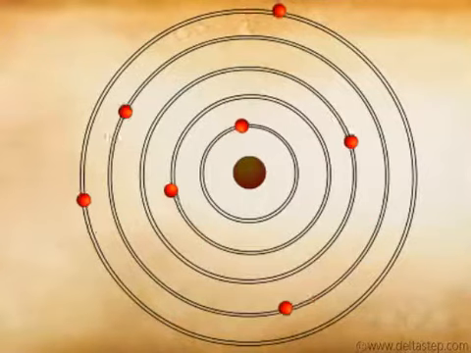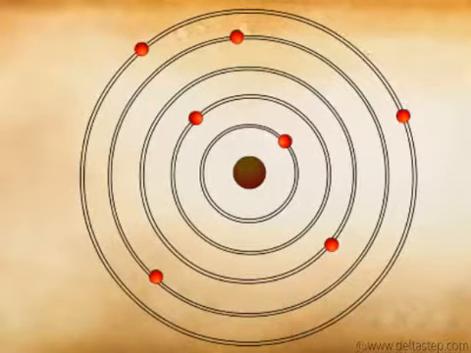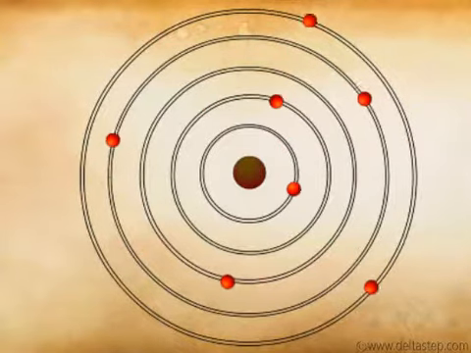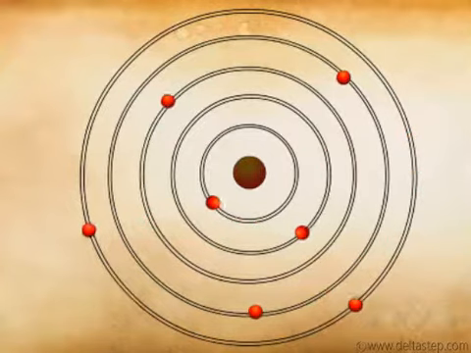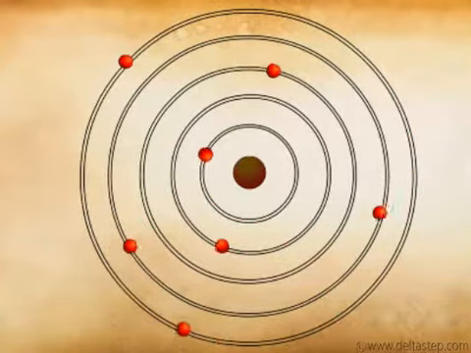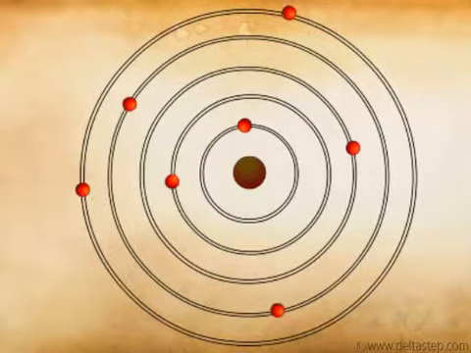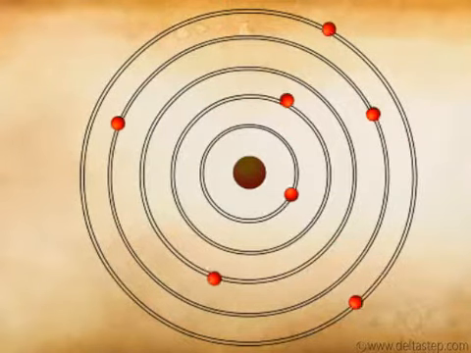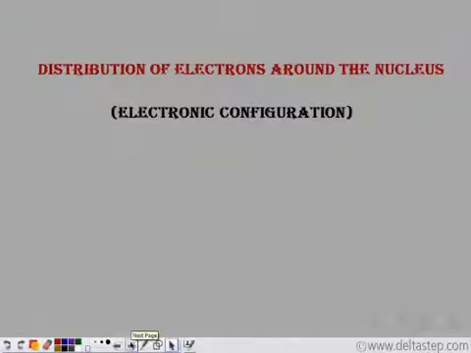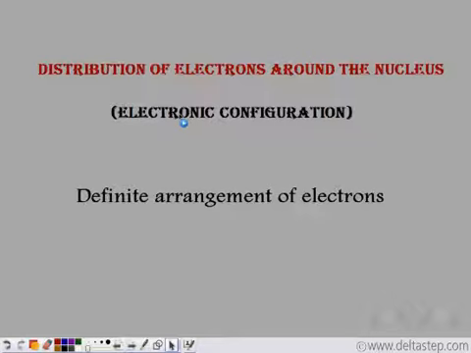This is the present accepted form of the structure of the atom, in which the electrons revolve around the nucleus of the atom in fixed orbits or shells. So are these electrons distributed randomly? That is, can there be any number of electrons in any shell? Well, no. There's a definite pattern, a definite distribution of electrons around the nucleus, which is known as the electronic configuration of the atom. It's a definite arrangement of electrons around the nucleus of the atom.